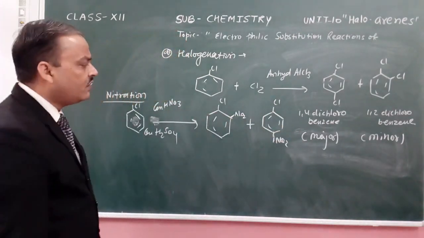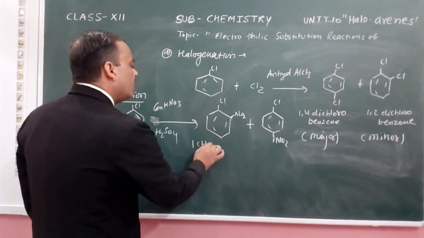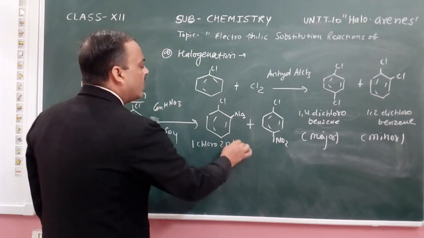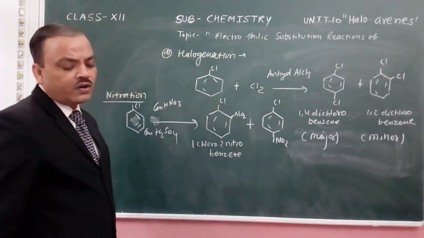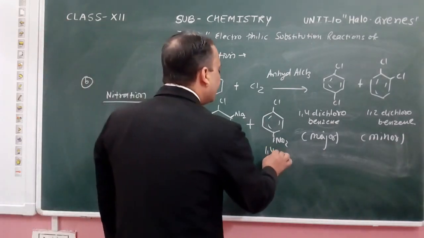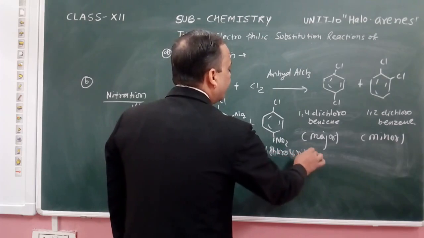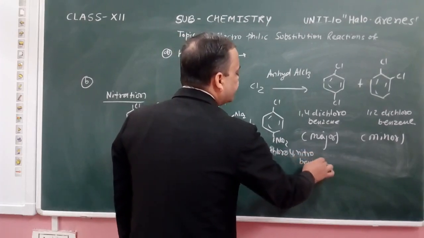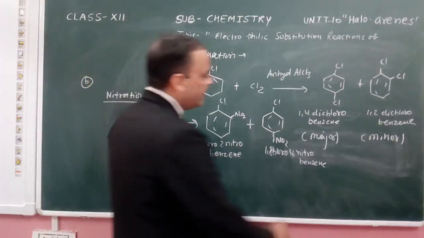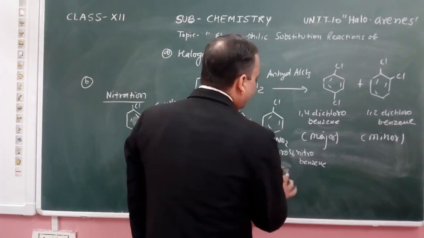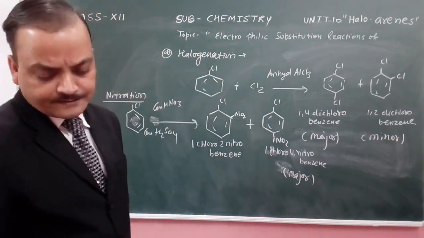We get the products 1-chloro-2-nitrobenzene and, in the other case, 1-chloro-4-nitrobenzene. So the major product is the para product. This is the major product we get in these types of reactions.